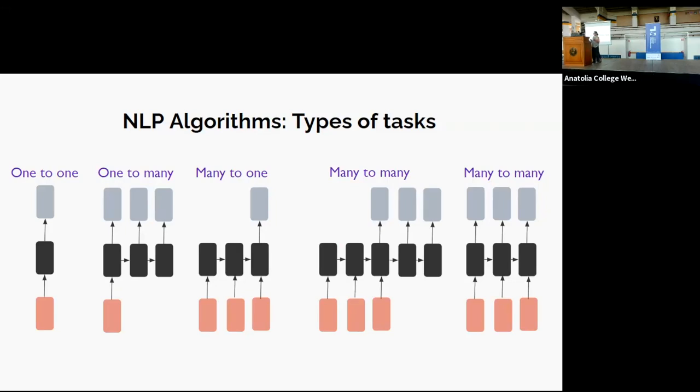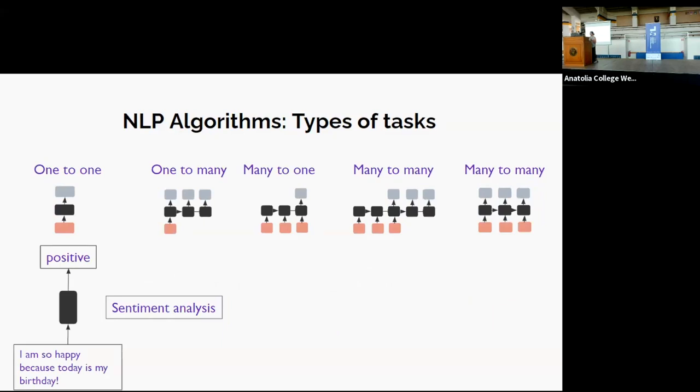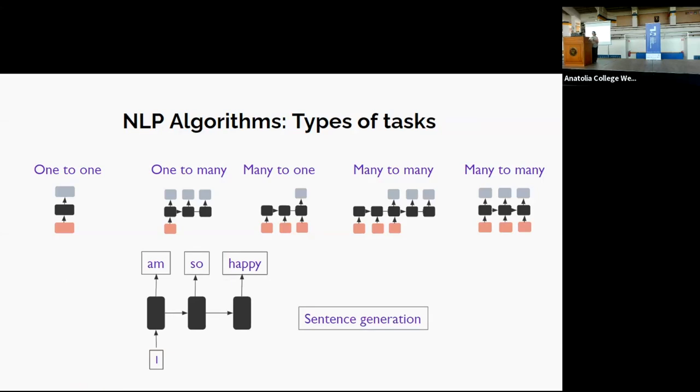So what are the tasks? I told you about the applications, but how can you view the tasks at a lower level, in terms of what is needed? So for example, you have tasks where there's a one-to-one mapping between your input and your output. You have, for example, a classification where you have one word and you want to give it one label. For example, you could view a sentence as an entity and you give it a label, positive, in sentiment analysis. You can have one-to-many, so in generation tasks. So you start with, for example, the first word, I, and then you want to generate, I'm so happy.